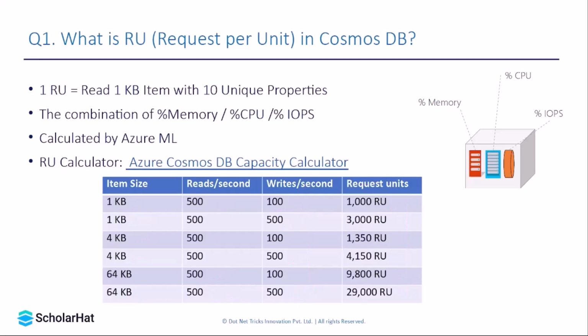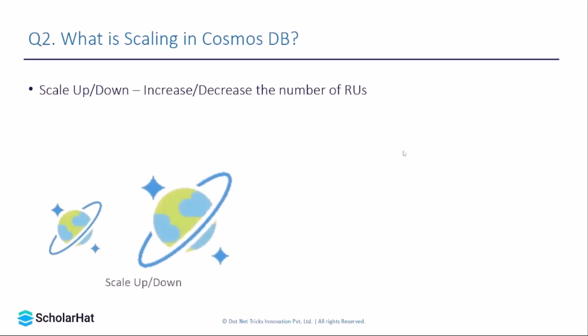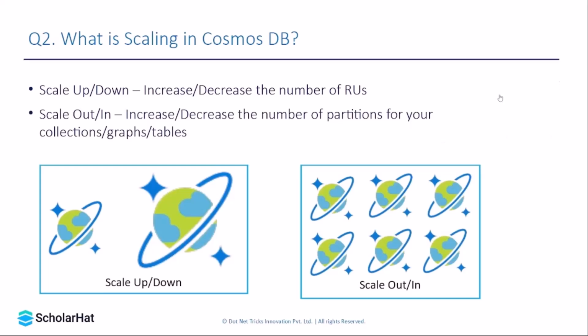Now let's move to the next question, that is, what is scaling in Cosmos DB? Scaling simply means increasing the number of request units. Cosmos DB supports two types of scaling, scale up and scale down, and scale out and scale in. When you say scale up and scale down, it simply means that you increase or decrease the number of RUs. But when you say scale out and scale in, you mean you increase the number of partitions for your collection, graph and table. This concept is quite similar to other Azure scaling, like app services, in which we also increase the number of resources as well as the number of hardware in the particular resource.